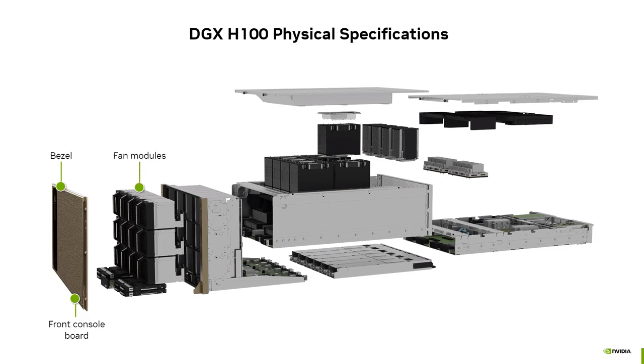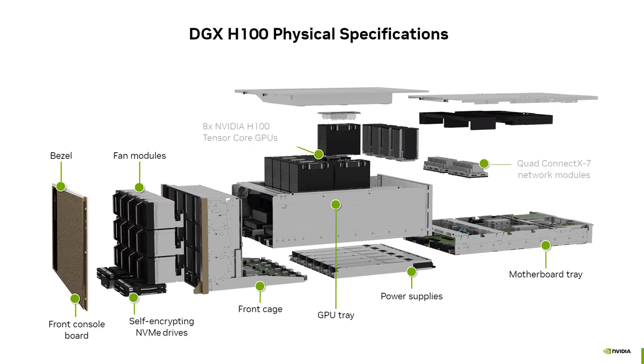Behind the bezel are the 12 dual-fan modules. Below those are the 8 U2 NVMe drives used as a data cache, and the front console board with VGA and USB ports to connect a crash cart to. The front cage includes a power distribution board that connects the system to the power supplies shown at the rear of the system. That front cage also holds a midplane, which handles communication between the motherboard tray, the GPU tray, and the components at the front of the system.